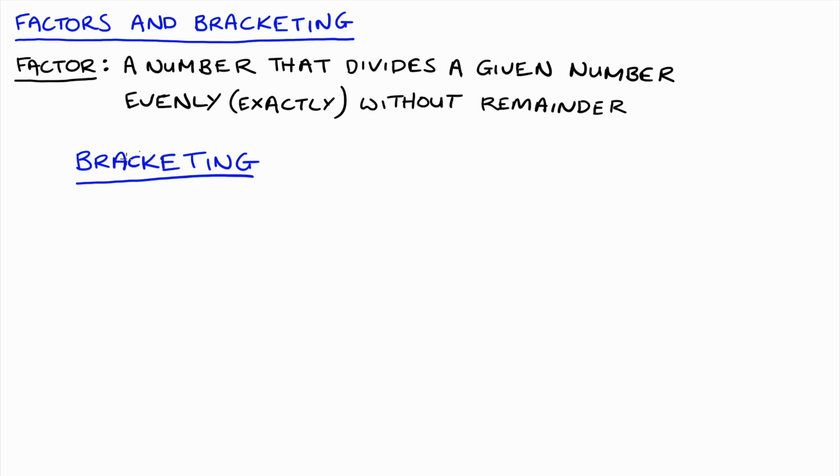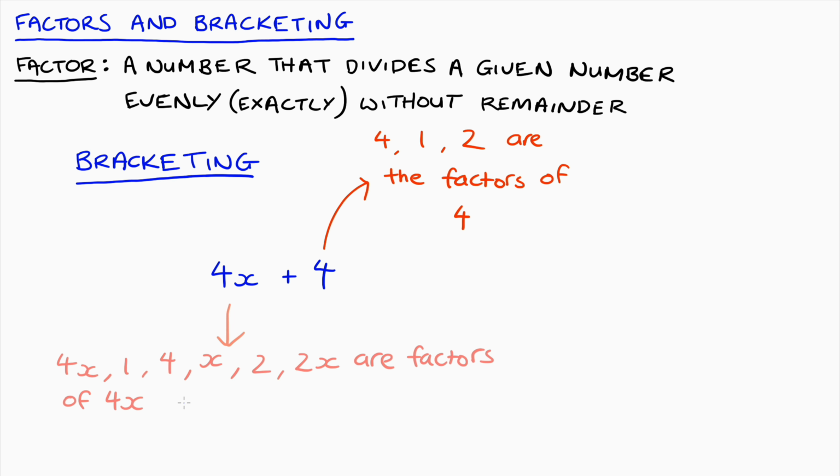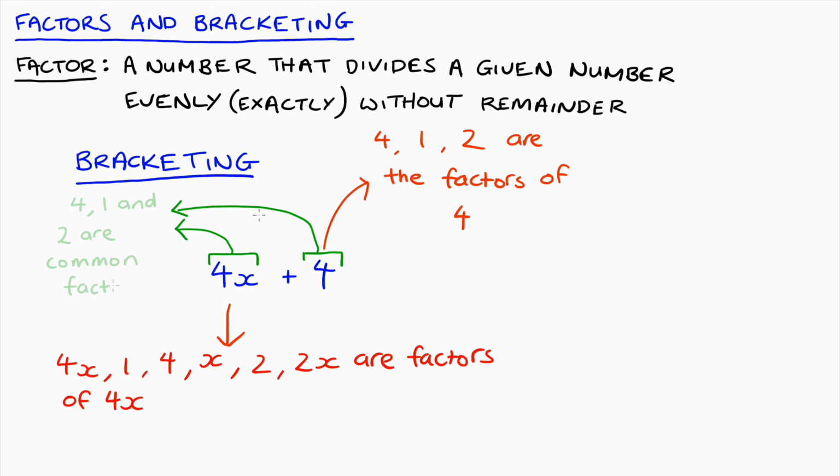So if we have two terms that are added together or subtracted from one another, then we can use our brackets to factor out common factors from these terms. For instance, if we had 4x plus 4, well, we know the factors of these terms. We know the factors of 4x are 4x, 1, 4, x, 2, and 2x. And we know the factors of 4 are 4, 1, and 2. So both of these terms have some common factors of 4, 1, and 2.